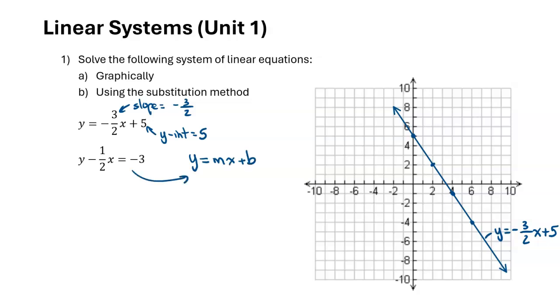You'll notice the second equation is not in the form y equals mx plus b, so what we're going to do is rearrange that equation so that we can write it in that form. If I add 1/2 x to both sides, it cancels off the right side, and I'm left with y equals 1/2 x minus 3.